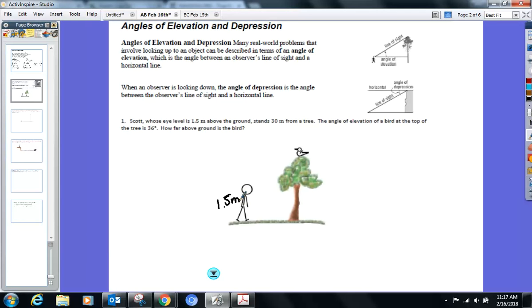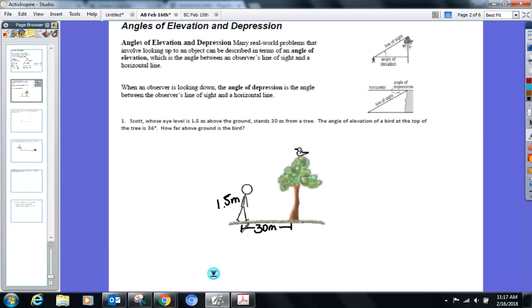All right, 1.5 meters above the ground. He stands 30 meters from the tree. Where's your 30 going to go now? He's 30 meters from the tree. Yep, distance from him to the tree here, 30 meters. From here to here, yep.